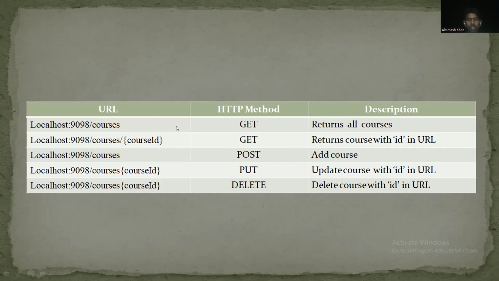You can see that when we use the GET method and the POST method, both the links are the same. But if we send a POST request, then it does not return all courses. It adds a course. And there are PUT and DELETE methods. The PUT method updates the course with the ID given in the URL, and the DELETE method deletes the course with the ID that is in the URL.